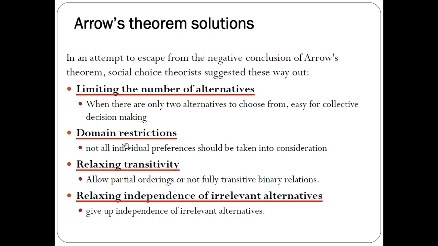Okay, the second is restricting the domain: not all individual preferences should be taken into consideration. The third one is relaxing transitivity, which allows partial ordering or a not fully transitive binary relationship. Okay, relaxing independence of irrelevant alternatives. Okay, give up independence of irrelevant alternatives.